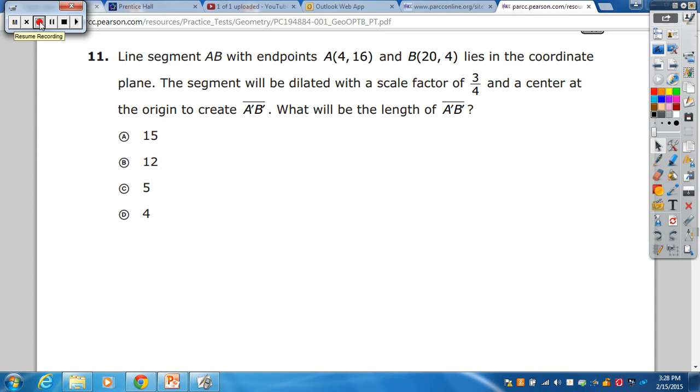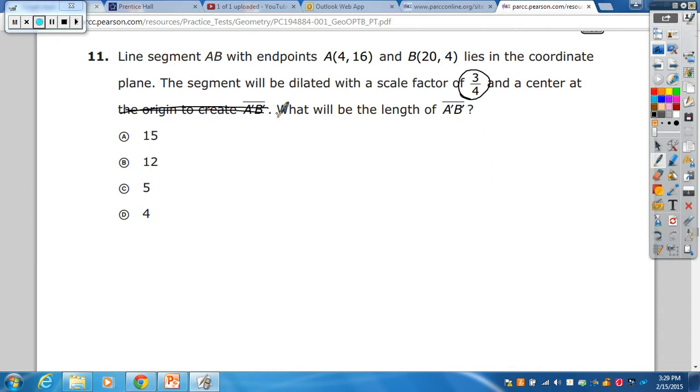All right, for number 11, line segment AB has endpoints at A (4, 16) and B (24, ...), and lies in the coordinate plane. The segment will be dilated at a scale factor of 3/4. So that means that the new segment, A prime B prime, will be a smaller length. It'll be 3/4 of the length of AB, with a center of dilation at the origin to create A prime B prime. What will the length of A prime B prime be?